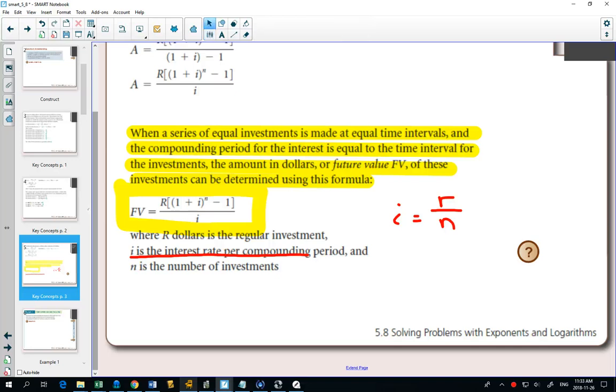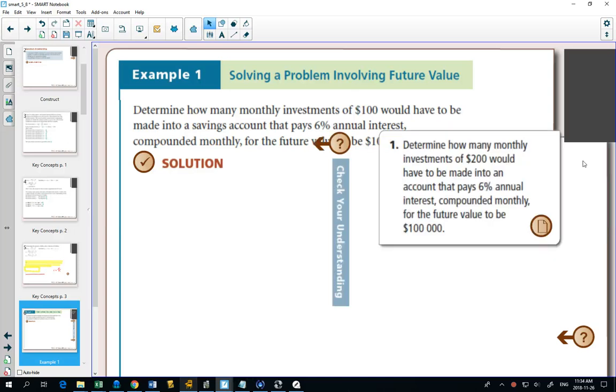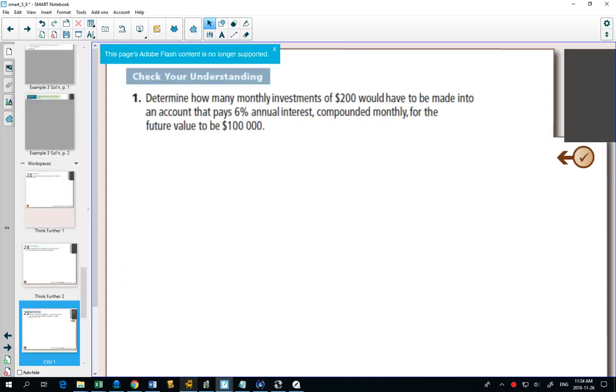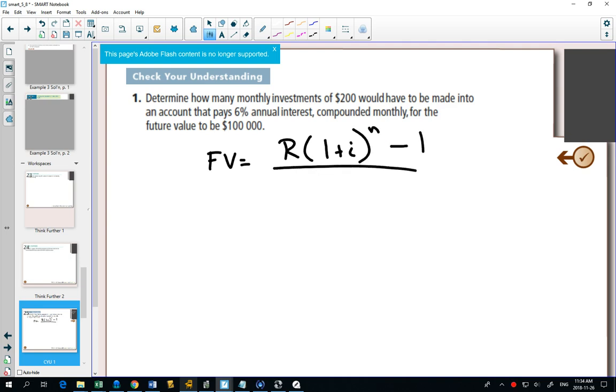So when we get to example one, we're going to use this formula. We're going to solve it algebraically, and then I'm going to show you a program that's built into your graphing calculator that you can use to check to see if your answer is correct. So again, we're going to start by writing out the future value formula. Future value equals R times [(1 plus I) to the n minus 1] over I. And I've got to add the correct brackets in here.